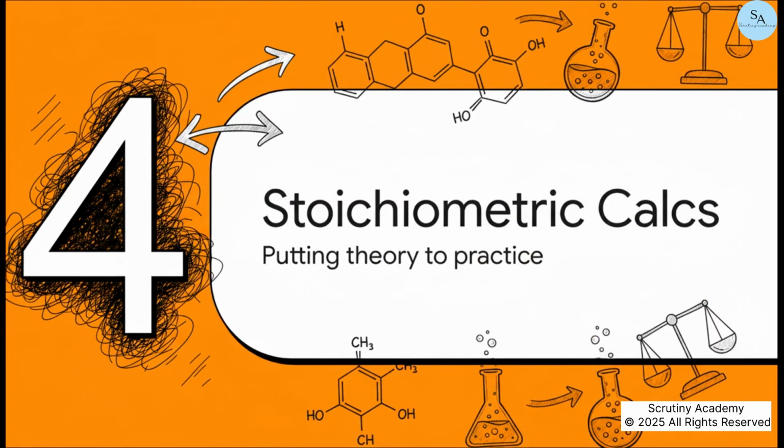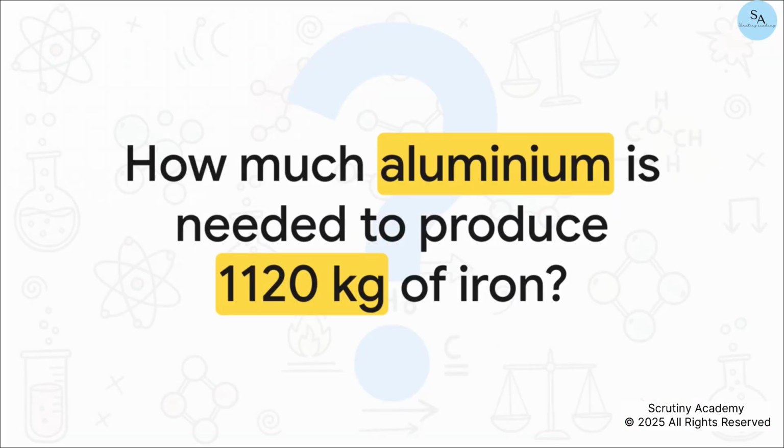All right, theory's great, but let's actually put these ideas to the test. Let's tackle a typical exam problem, one taken straight from the source material. Let's imagine we're running a factory. Our goal, our big order, is to produce 1,120 kilograms of iron. The question is, how much raw aluminum do we need to start with to make that happen?